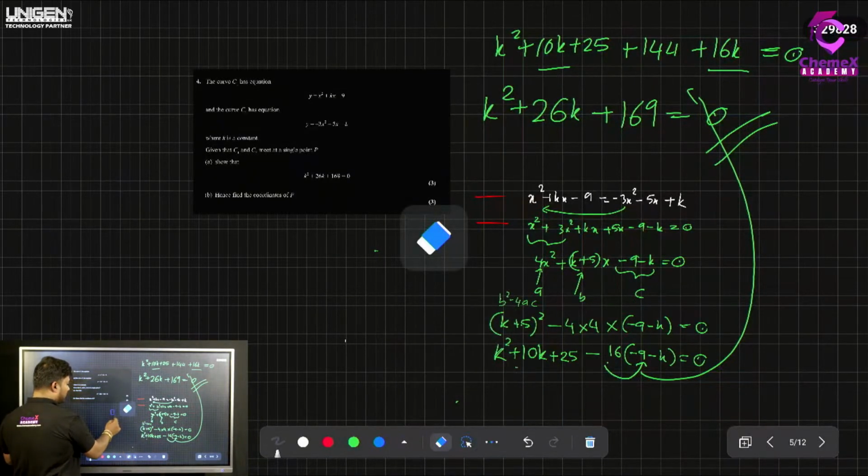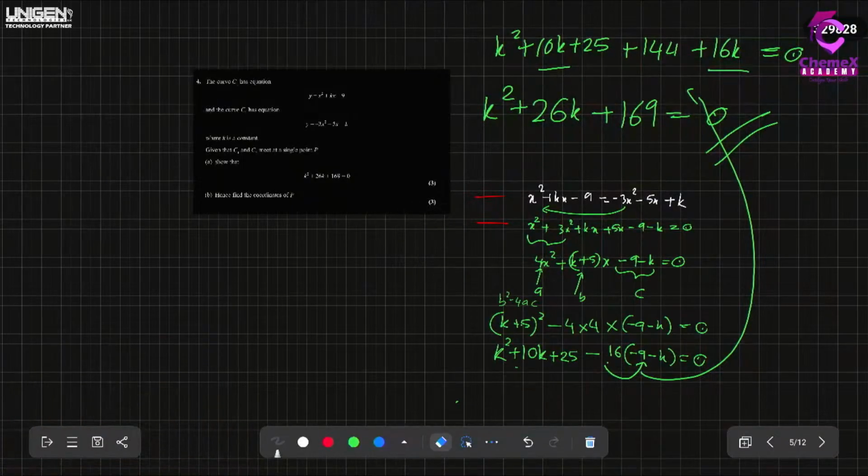Okay, so let's go with the B part. What is the B part asking? Where k is a constant, C1 and C2 meet, and A part is done. Hence, find the coordinates of P. So how do you find the coordinates of P?